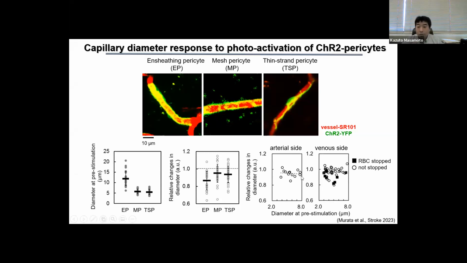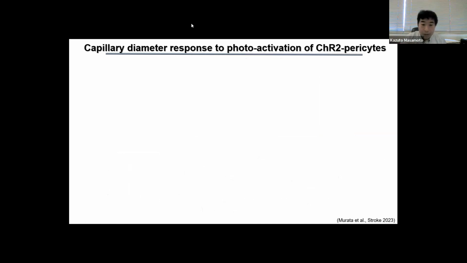The capillary flow on the arterial side is actually not stopped. The color indicates whether the RBC stopped or not, and the white color indicates no flow change. The x-axis is the diameter. So stimulation caused a 10% change in the capillary diameter on average, but no flow speed change, no stop in the red blood cells. But on the venous side, in most cases these red blood cells stopped. So even though the change in capillary diameter is the same, the effect on flow is different depending on the arterial or venous side. This is a difference from what I showed last time.